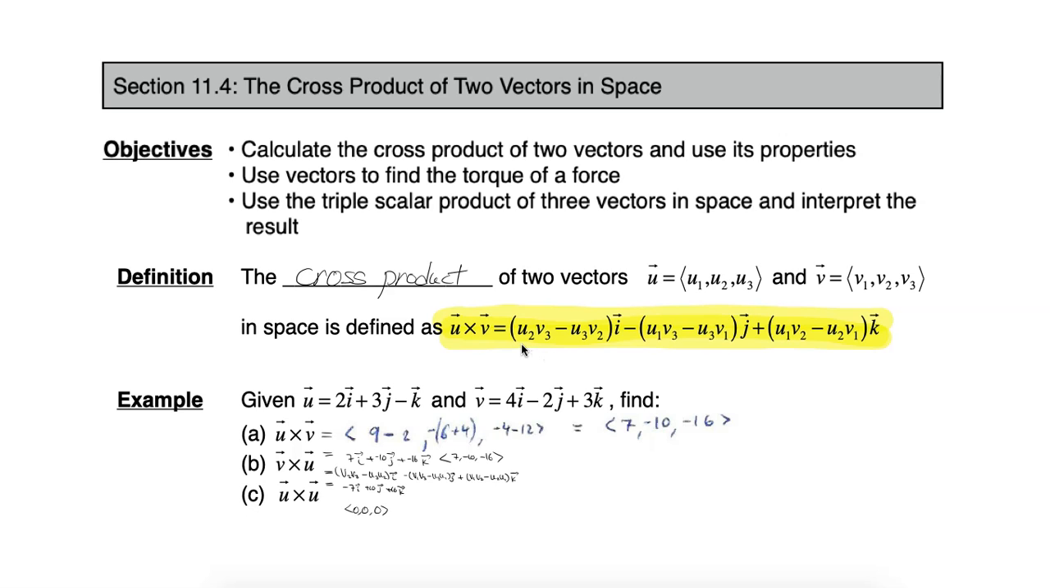Now how do we get these components, u2v3 minus u3v2, u1v3 minus u3v1, and u1v2 minus u2v1, with a negative sign for the second one? Let me just show you with a little animation.